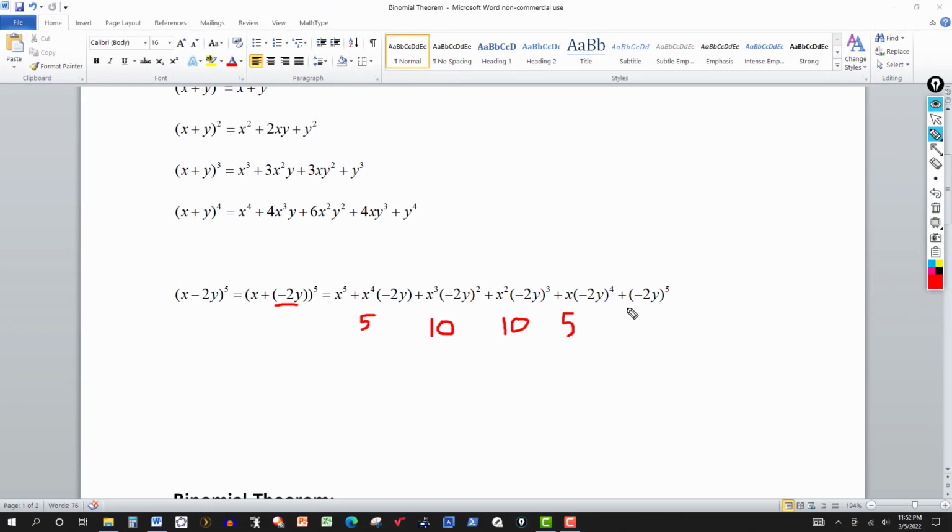So now we just need the coefficient for the last term. The exponent on the x is 1. 1 times 5 is 5. That's the fifth term. 5 divided by 5 is 1. So that one just stays 1.